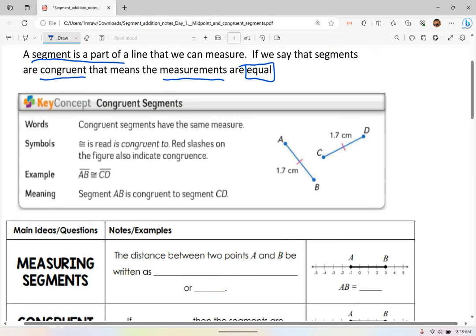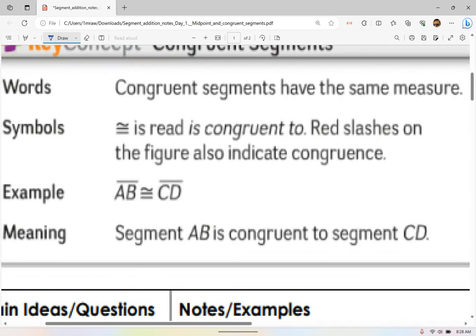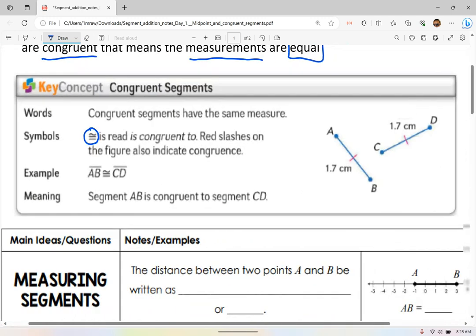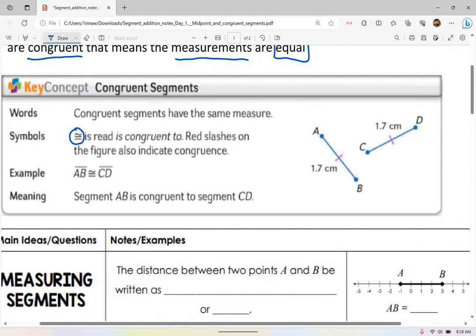Here's an example of congruent segments. Right here you'll see the symbol for congruency. It looks a lot like an equal symbol, but we use the congruency mark when we're talking about shapes. When we talk about measures and numbers, that's when we use the equal symbol. So in this case, we're saying that line segment AB is congruent to line segment CD. If we're talking about the measures, then we'd say AB is 1.7 and CD is 1.7.